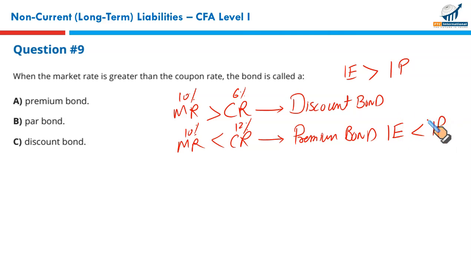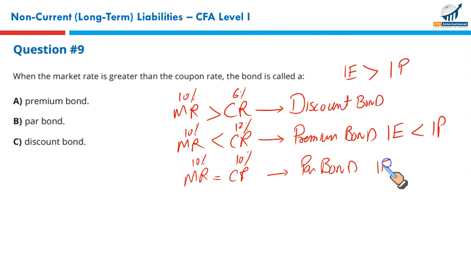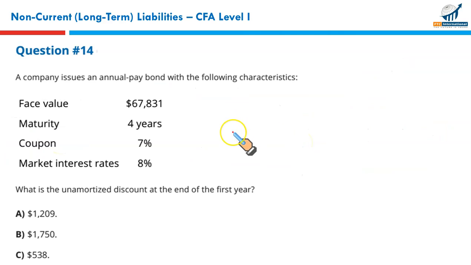And very rarely, but still possible, your coupon rate is equal to the market rate. If the market rate is 10%, you have offered the bond at 10%. In this case, the bond issued at par is called a par bond. And in this case, your interest expense and your interest payment are the same. Since the market rate is greater than the coupon rate, the bond is called a discount bond. So right now that makes C the correct option. It's a good question.